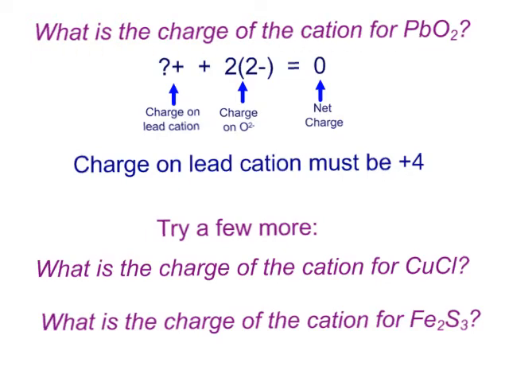So the charge of the cation for lead is going to be, we'll set it up the same, big question mark, some charge. We know that oxide has a -2 charge, and there are 2 of them. That gives us a total of -4 here. Lead must be a +4 in order for our net charge to be 0. So the charge on the lead cation must be +4. Here are a few more for you to try. If you want to pause the video, you can try those and see if you get them right.